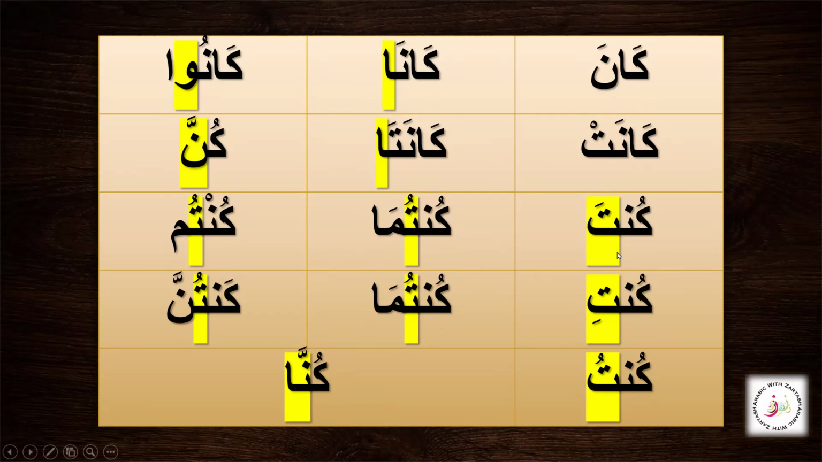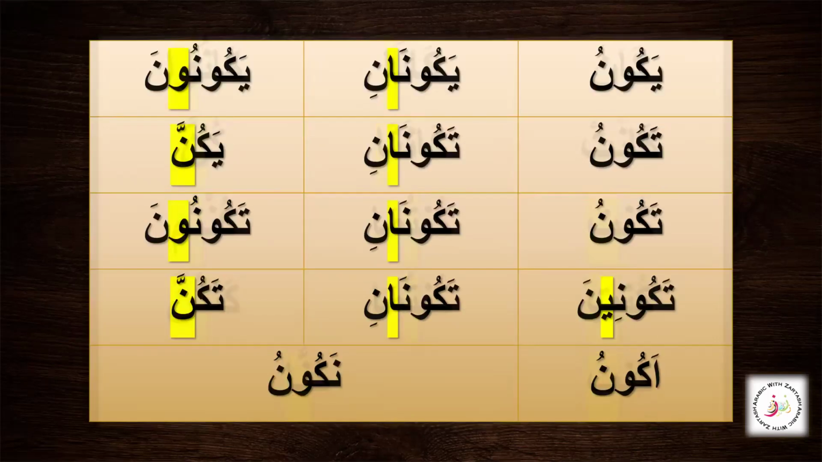So this is a chart for fail naqis. Remember that it doesn't have a fail. It has an ism, and the highlighted letters here are its ism. Here, alif isnain, wal jama'a, ta fail, and nun niswa, they are the ism of kana. So this is the chart for fail madi. Then we have the chart for fail mudari.